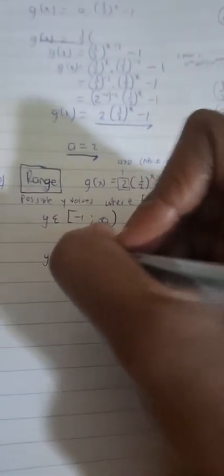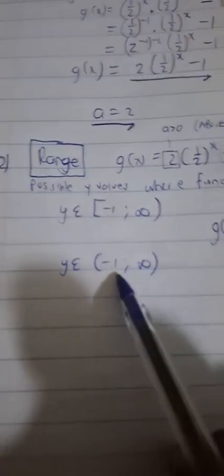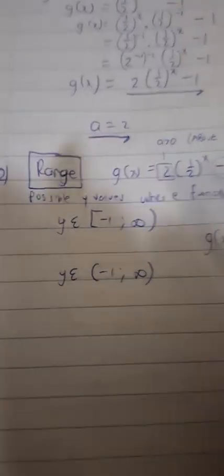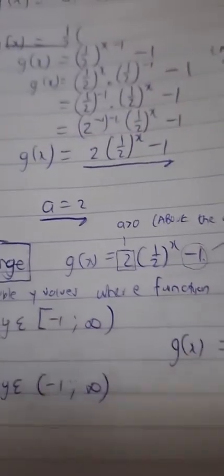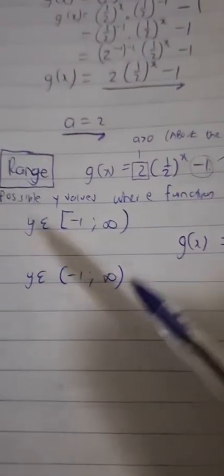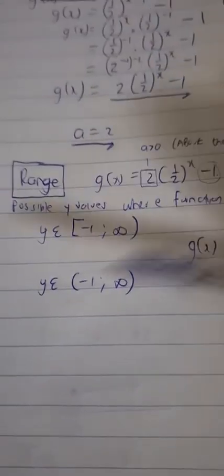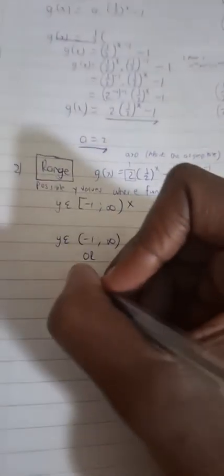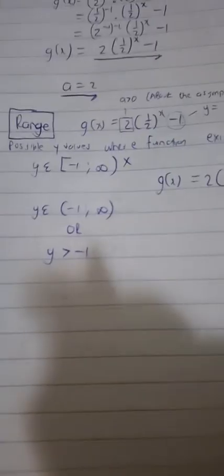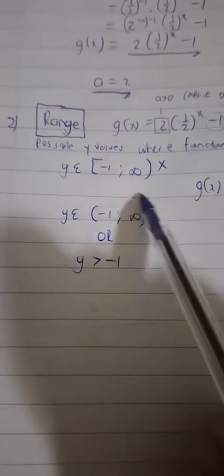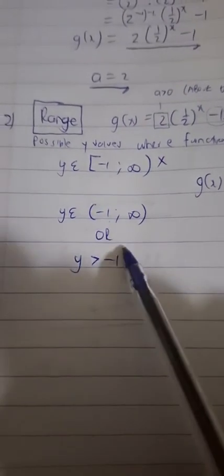Y is an element of -1 to infinity. We do not include the -1. So you were definitely close. You were definitely on the money there. I think you pretty much got the concept. You understood that the range is from the bottom to the top. So from -1 to infinity, it's just that we don't include the -1. So this is one way of writing the range, or we could say y is greater than -1. That's also fine. Either way, you can write the range in this way or in that way.